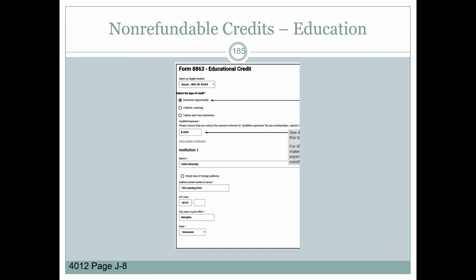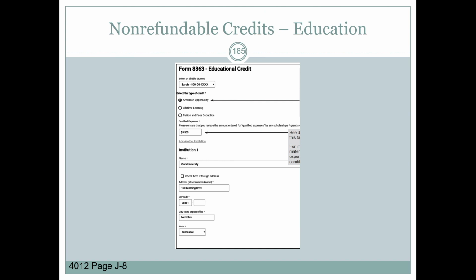And then on the next tab, you would enter the qualifying expenses. And remember, I said you must have an identification number for the college or the educational institution. You see where you would enter their name, the address, and so forth. Then the next page, J-9, continues with information that you have input from the 1098-T.